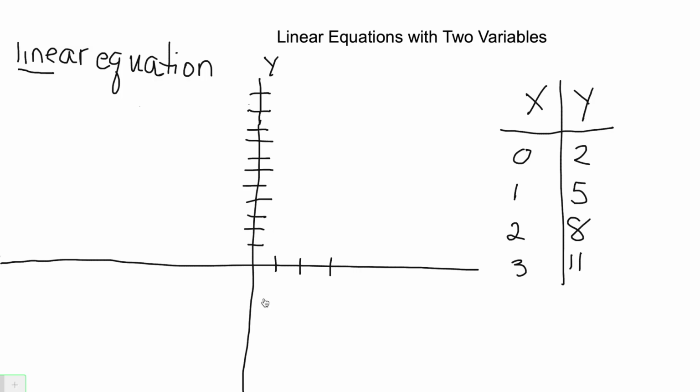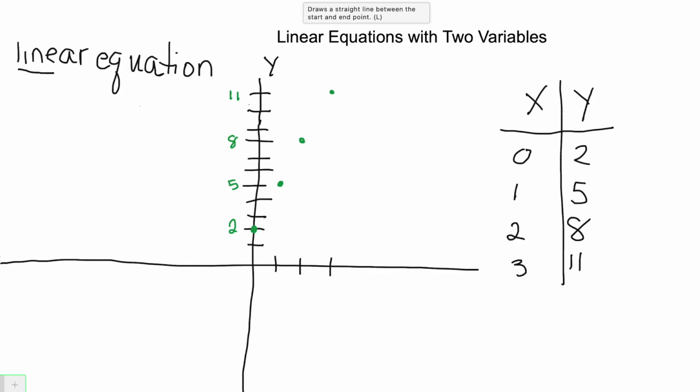So when x is 0, which is the origin, y is 2. And when x is 1, y is 5. So we have 5, we have 2, we have 8, and we have 11. And when x is 2, y is 8. And when x is 3, y is 11. Okay?